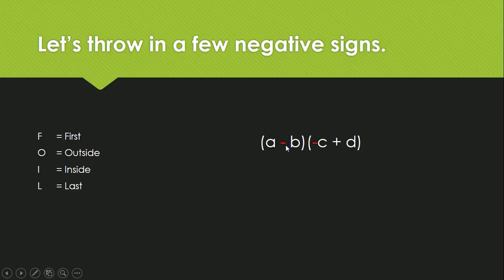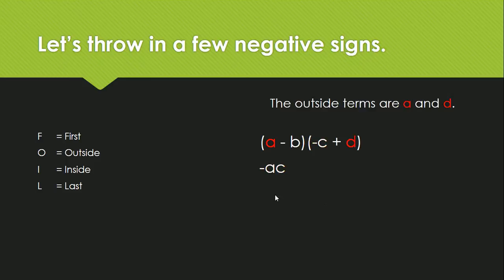Some negative signs here. So we have a minus b and then the sum of negative c and d. We're going to multiply those two terms together. So our first two terms are a and negative c. And that means that we're going to multiply them, the positive times the negative, and the result is going to be a negative ac. When we go to the outside terms, a and d, they're both positive because there's not a sign there. There's a positive sign there, so both of them are positive.